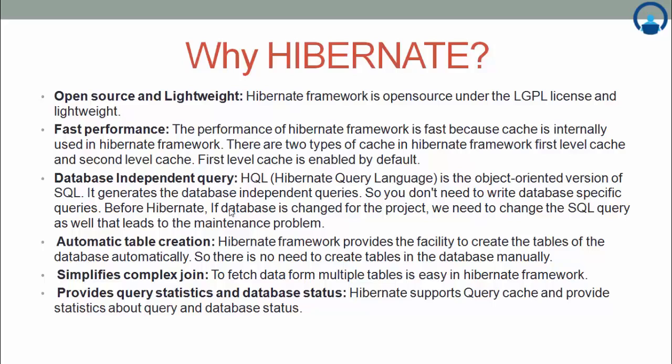Next is automatic table creation. The Hibernate framework provides us various properties, and in our configuration file we have the hbm2ddl auto property, which we can specify to create a table. We don't have to write any query; we just specify our column names and it will create the table automatically for us, and we'll see this example. It also simplifies joins, and if we want to fetch data from multiple tables, Hibernate can work for us. Last is query statistics and database results.